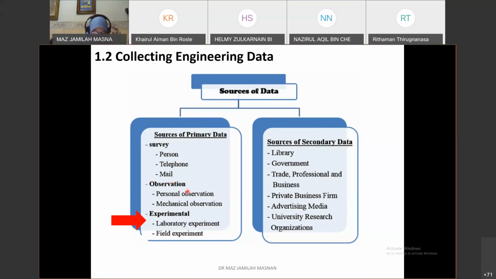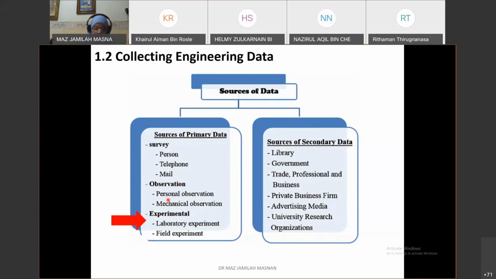Observation and experiment are like a twin. Once you do an experiment, of course you will have to observe. But in social science, there is a specific observational study, which means they will just observe the respondent that they are interested in. They just observe and take note of the behavior of that particular respondent.